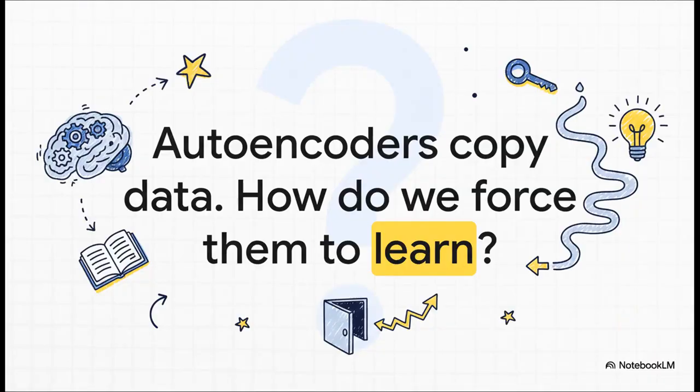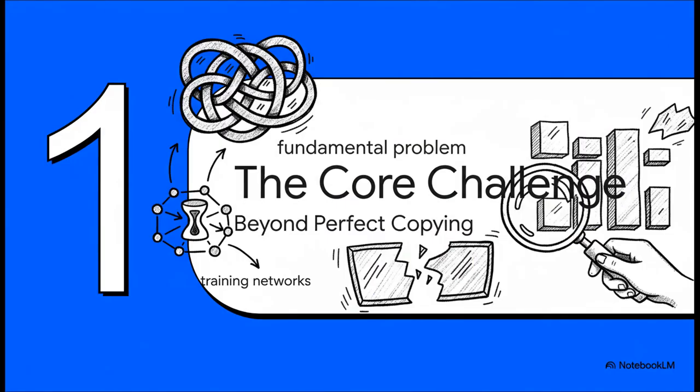Okay, let's just jump right into the core challenge here. We're trying to make a machine that's literally designed to copy, to, well, learn something meaningful along the way. How do you stop it from just taking the easy route and learning nothing at all? To really get why the solutions are so smart, we first have to understand the problem. We need to see why just copying is such a tempting and, frankly, useless trap for these neural networks.